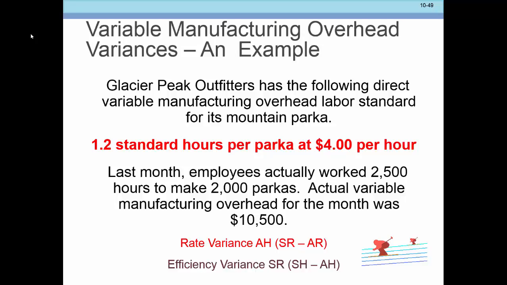But now we have what? Instead of using the labor rate, we're using our variable manufacturing overhead rate, right? And so that's what? $4 times a negative 100? Yes. $4 times a negative 100 is negative 400? Yes. That's unfavorable. Good.